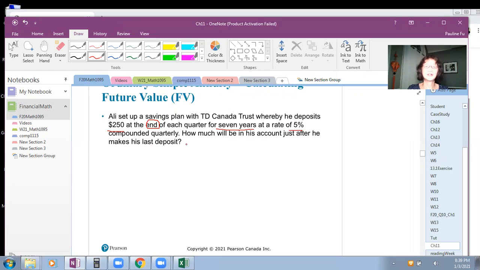Okay. So in this example, I will use 3 different methods. I will use the calculator method, I will use the Excel method, and I will use the formula method. Okay. So now let's identify the given numbers. 250 is PMT, the periodic payment.